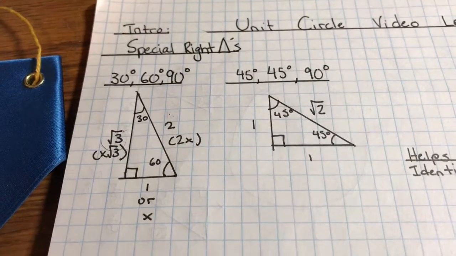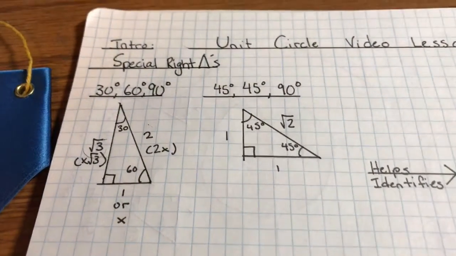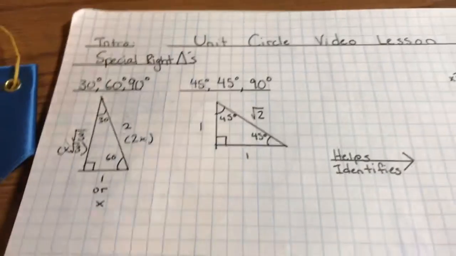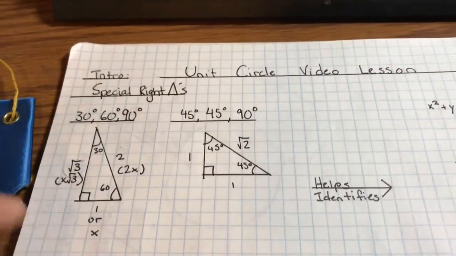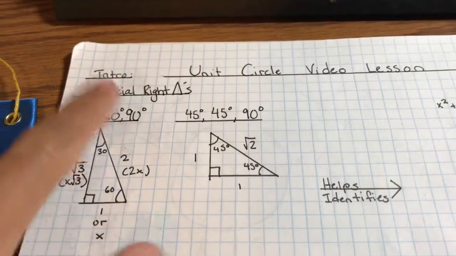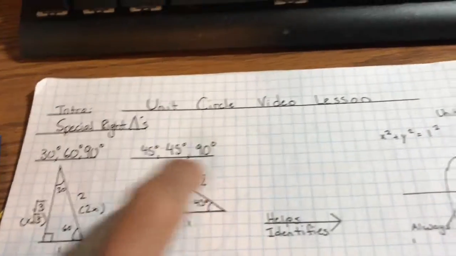The special right triangles will be 30, 60, 90, and 45, 45, 90. All of these are special because they have specified lengths for each. 1 here, root 3 here, and 2. So whenever this angle is like 30 and this is 60, you'll know the lengths. Same over here, 45, 45, 90. You have 1, 1, and root 2.